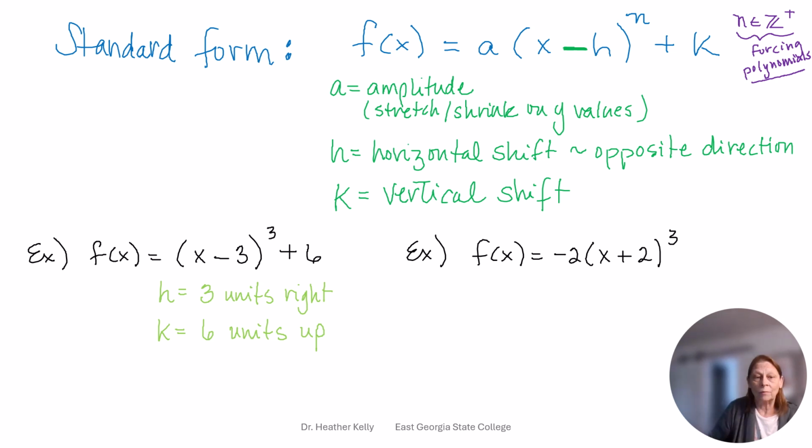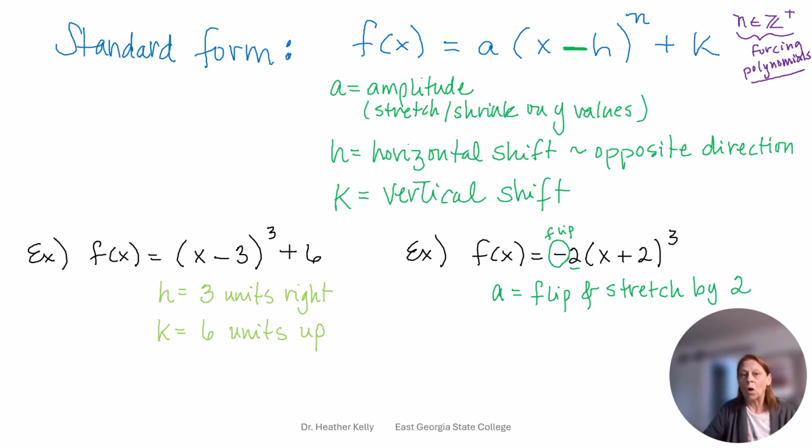Let's look at this one here. Here we actually have an A, and our A is -2. So we're going to flip and stretch by 2. Now we flip because it's negative. That's our flip. And the stretch is whole number stretch and fractions shrink. Okay, so we stretch with the whole number and we shrink if it's a fraction.